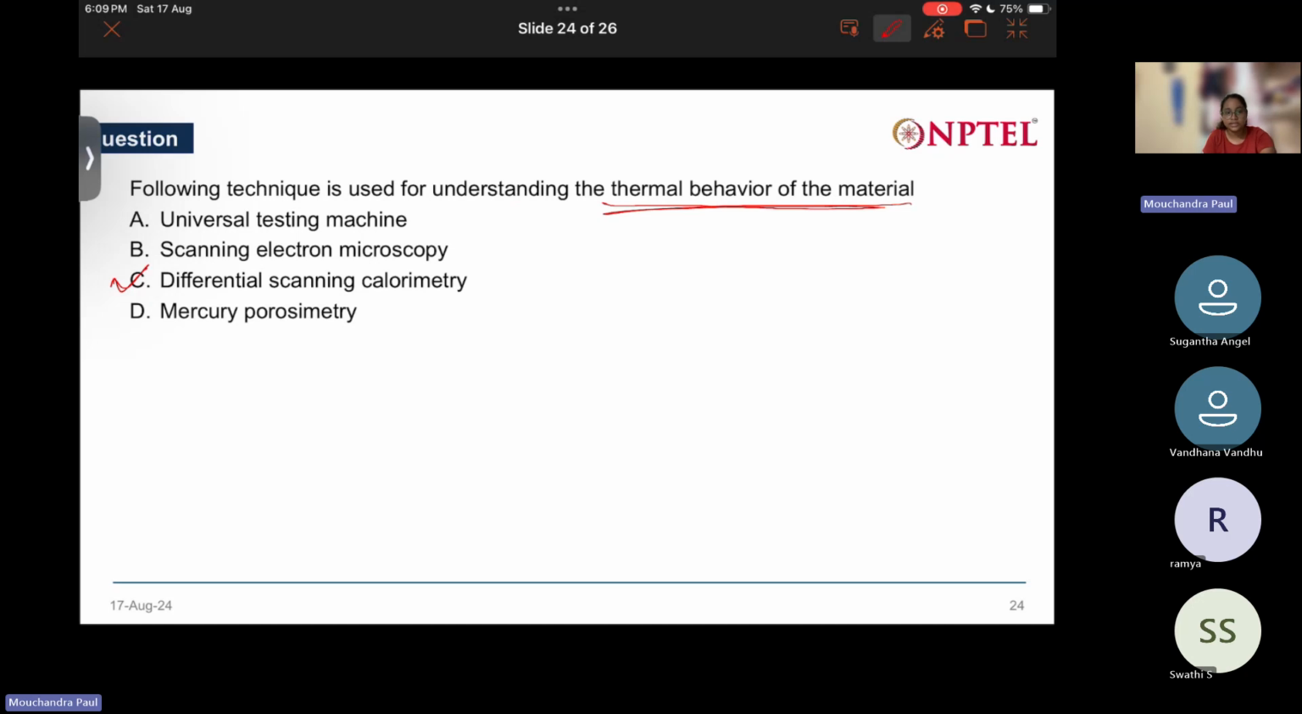DSC is a technique that helps us to understand what is the glass transition temperature and what is the melting point. So we can quantify that. Those temperatures we can find out about a particular polymer, and that basically tells us about the thermal properties of the polymer.